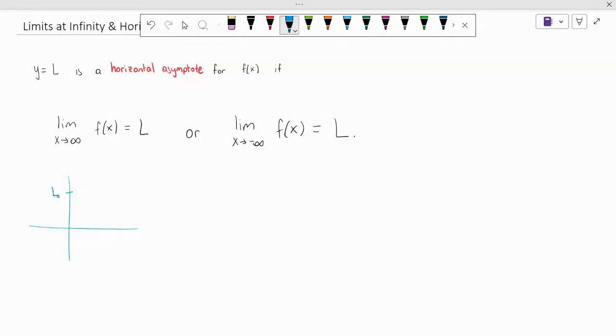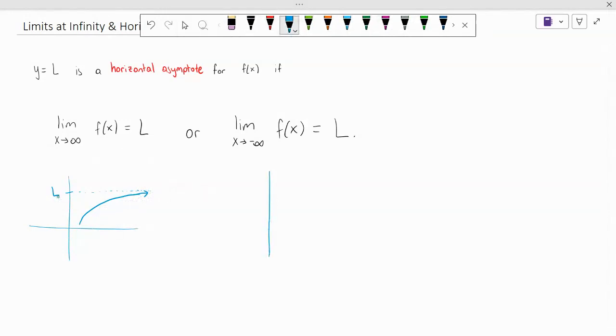If, say, this is at y equals L here, and you have a horizontal asymptote at this line, then one possibility is that your function is approaching it like this. And so what would be happening is, as x goes further and further out to infinity, this function is getting closer and closer to the y value up here of L. That's what this limit is indicating.